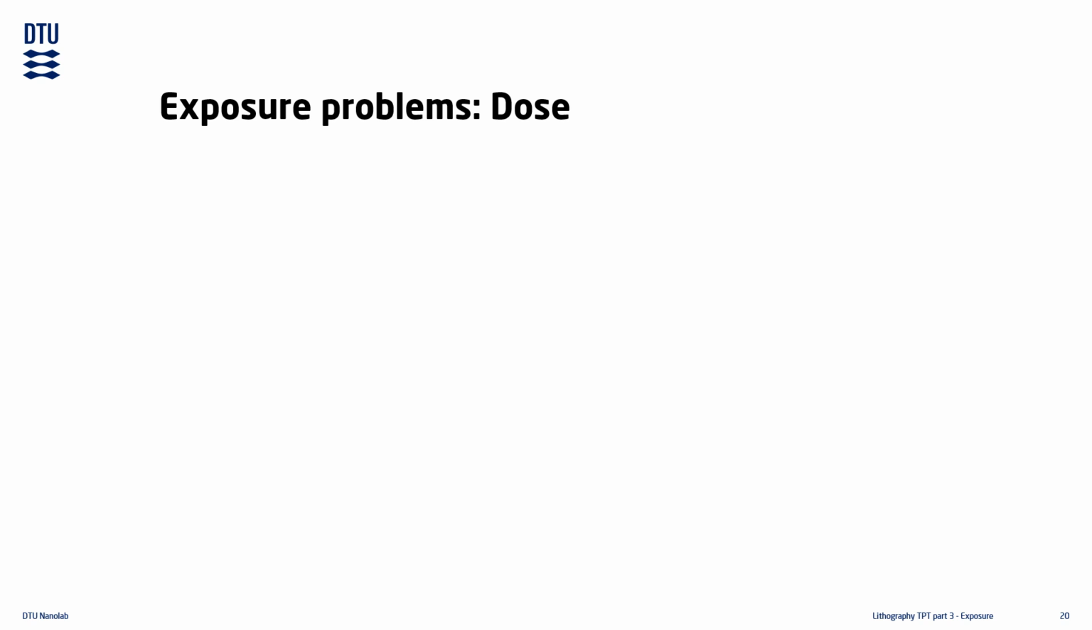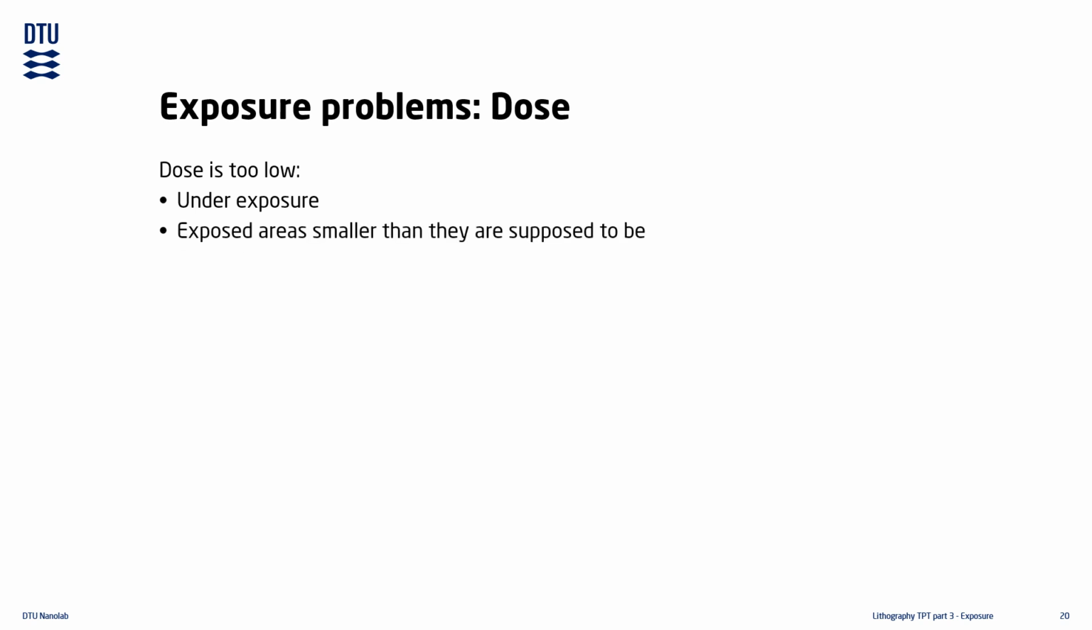The first and most obvious exposure problem most users will experience is giving the sample too low or too high dose. When the dose is too low, we call it underexposure. Underexposed resist areas tend to be slightly smaller than they are supposed to be. For a positive tone resist, one of the most prominent features of underexposure is that the resist film is not fully removed in the exposed areas, leaving behind a thin resist film where there should be none.